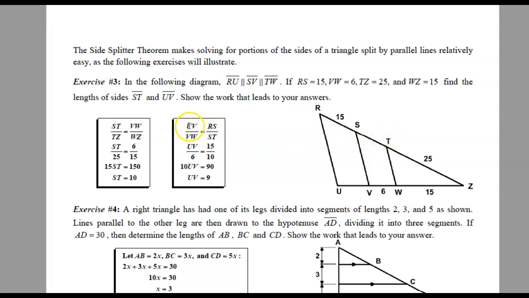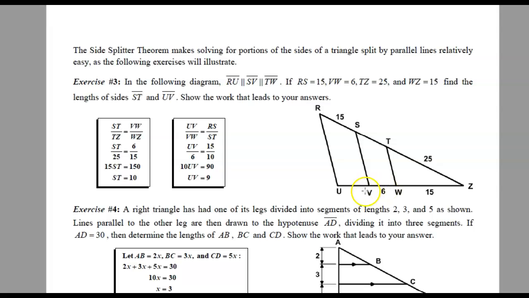Okay, now UV and VW are here, and RS and ST are here. So now that we know that ST is 10, I can say 15 over 10 is the same as UV over 6. All of those consecutive segments are going to work in proportion, and it solves for UV equals 9. So that's how side splitter works.